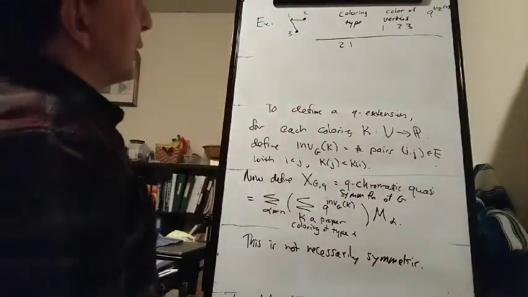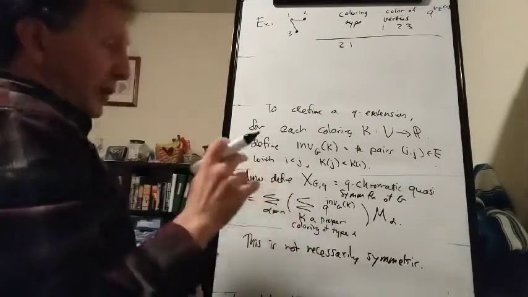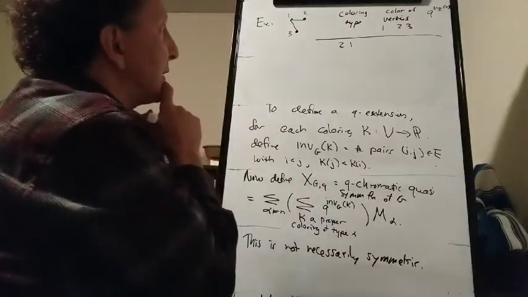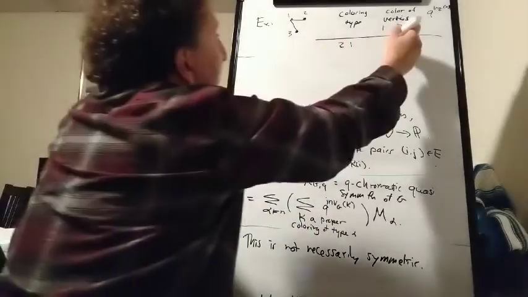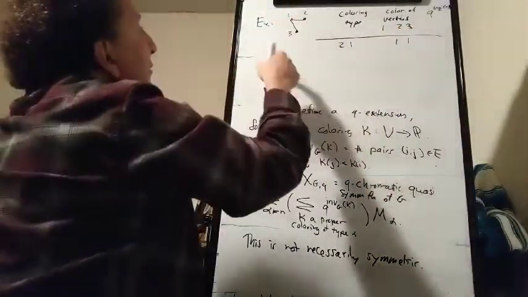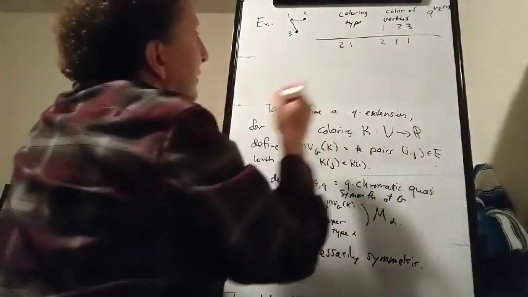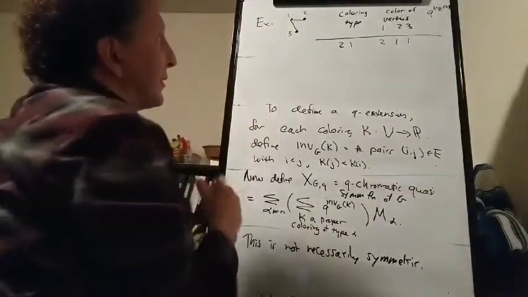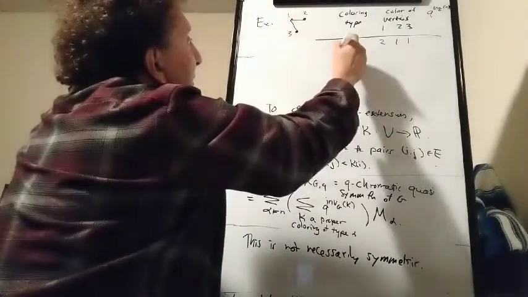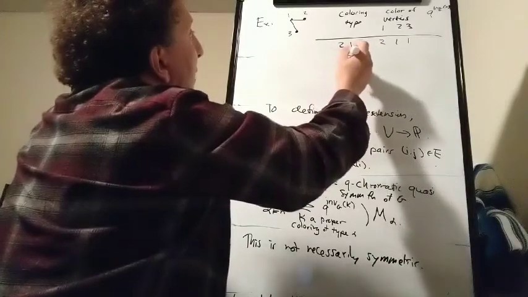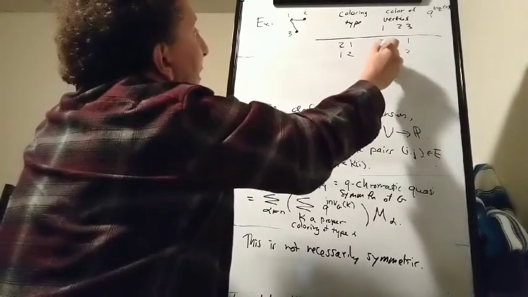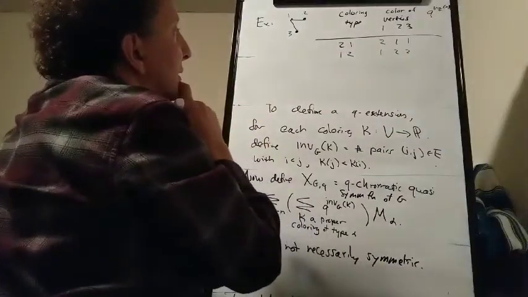So there's no colorings of type 3, because that would mean we'd have 3 vertices that are not adjacent to each other. We don't have that. But we could do a coloring of type 2, 1 by giving vertices 2 and 3 the first color and vertex 1 the second color. That's the only way, because these are the only pair of vertices that could possibly have the same color. Similarly, we could have a coloring of type 1, 2, where 2 and 3 got color 2, and the one vertex 1 gets color 1.